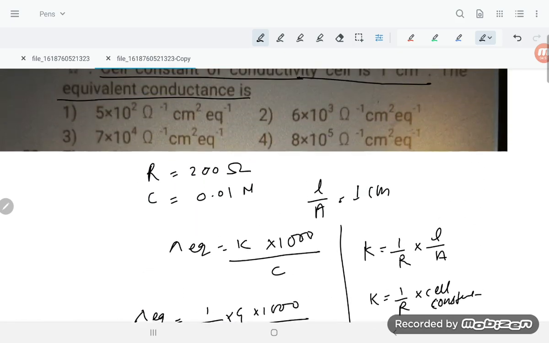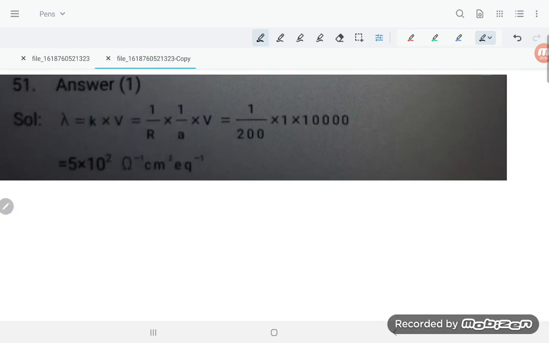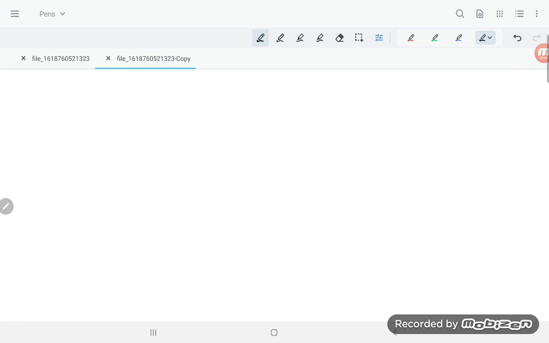So it's a very easy problem, students. Option number A will come, 500. Option number A. Now let us move to question number 52.